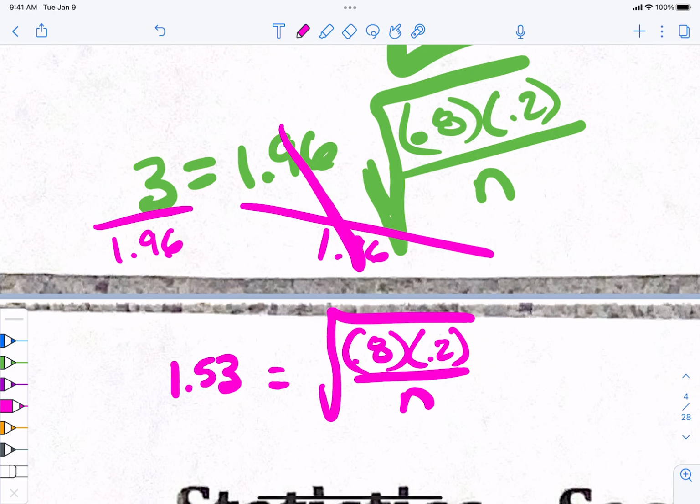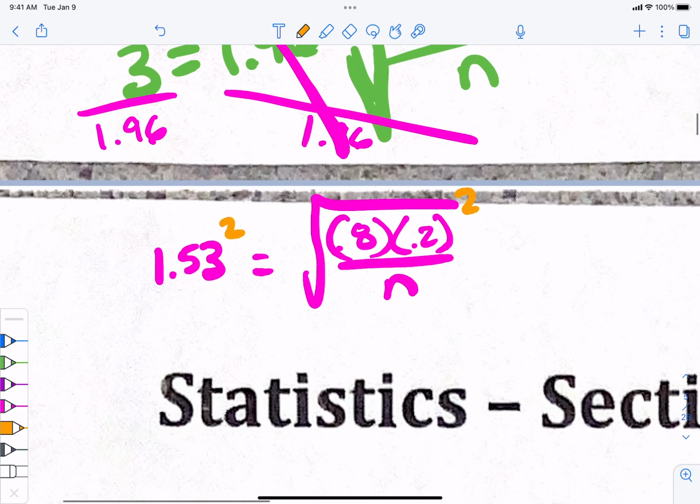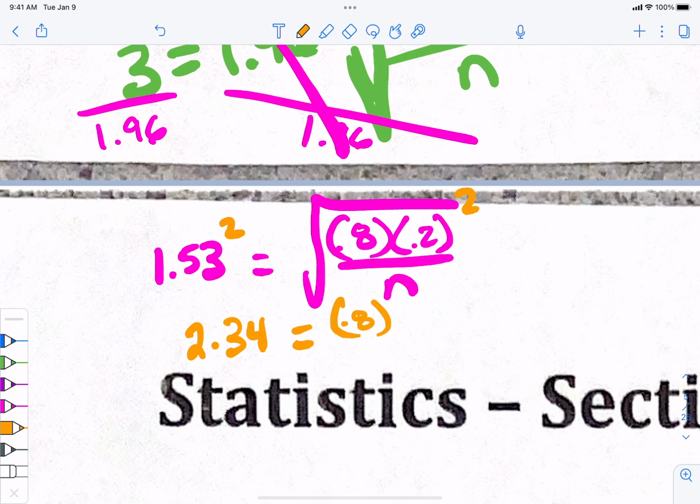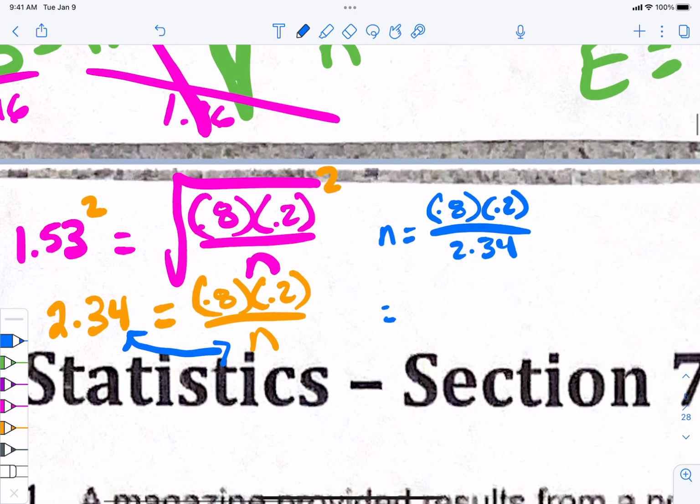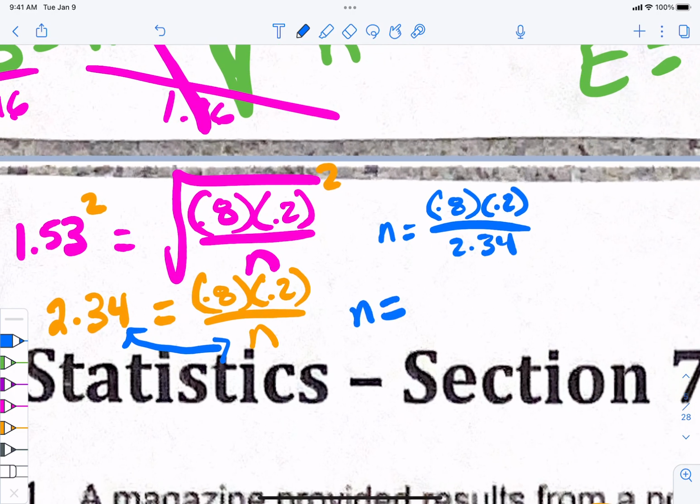Okay, now what? Square it. Okay, what's that? We're going to write down every step. 2.34. So 2.34 equals 0.8 times 0.2 over n. Okay, now what? Hold on. We got to solve for n. Sarah said if n is on the bottom, can we just flip these two around? You guys know that? Yes. So n equals 0.8 times 0.2 divided by 2.34. What is that?